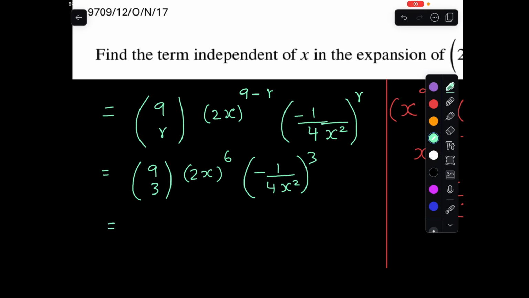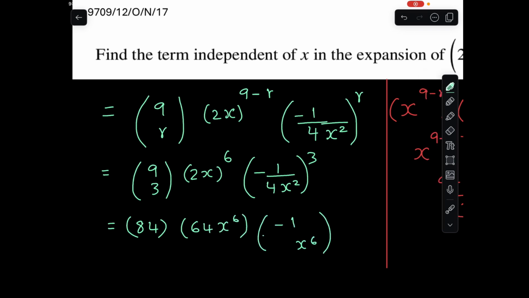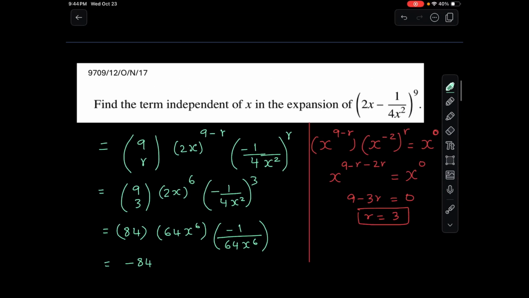Use your calculators to work out 9c3. That's 84 times 2 to the power of 6, which is 64x to the power of 6, times minus 1 over 64x to the power of 6. Note that this cancels, this also cancels, and your answer is negative 84. This is the term which is independent of x.